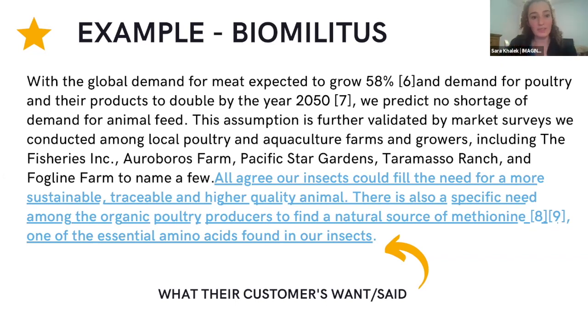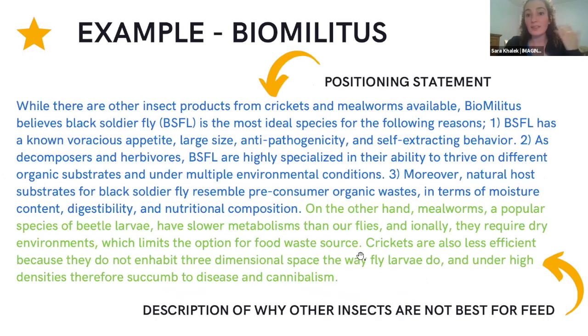There is also a specific need among the organic poultry producers to find a natural source, so they go on. But what they're saying here is, what do their customers want? What do they say? They're highlighting pieces, like they're building up their justification of why their product, who they're targeting, why there's an opportunity area, and why their product is needed in the market. So that's the first part. Then the second part is actually their positioning statement, but they display it a little differently.